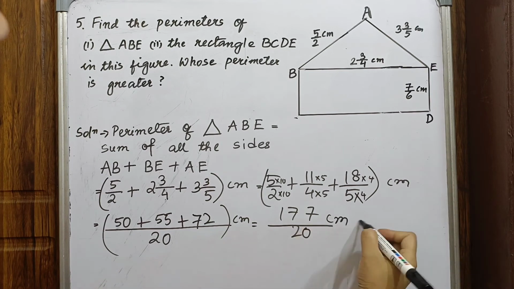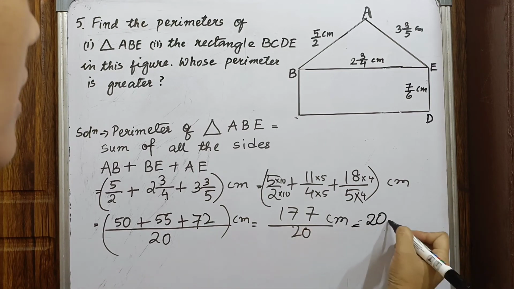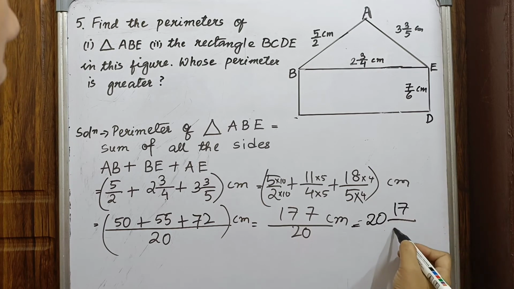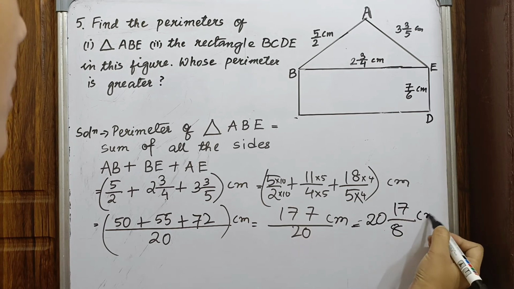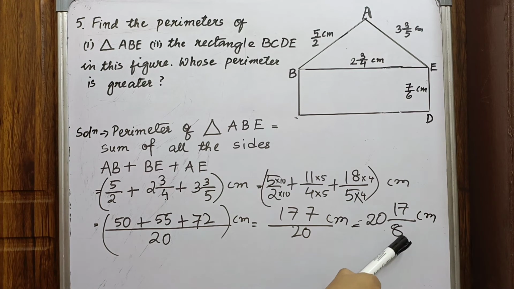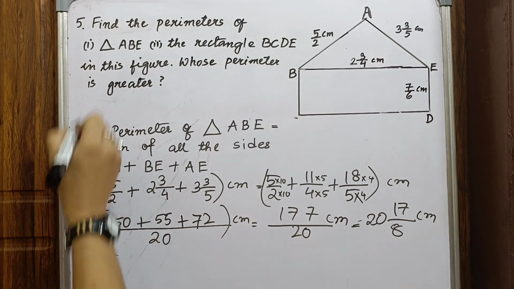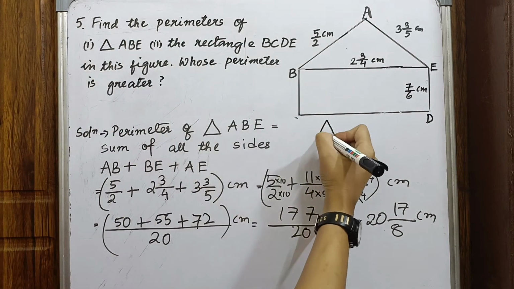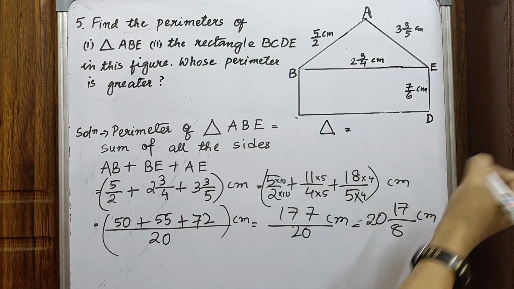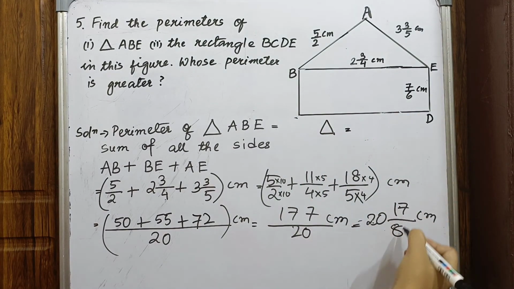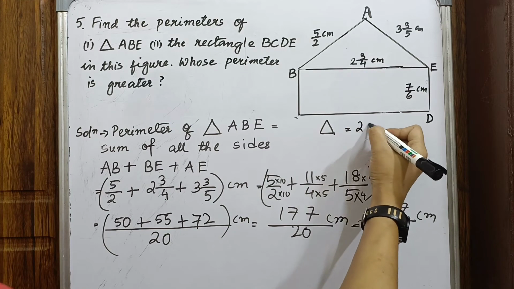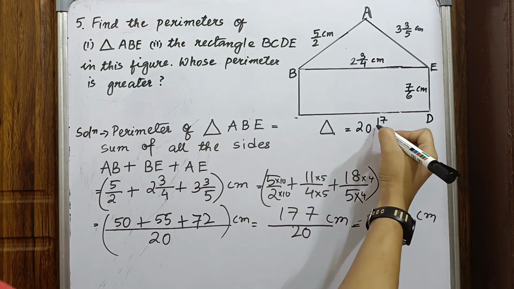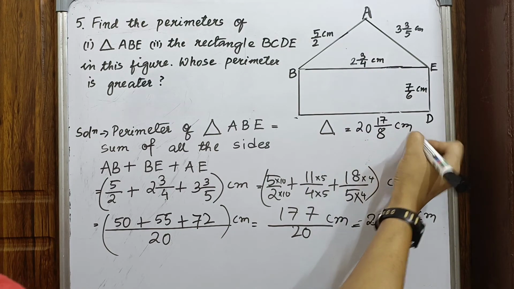So the answer is 8 17 by 20 centimeter, which you see, you will multiply these two and add the sum of these two, you'll get this answer. So we found the perimeter of triangle ABE as 8 17 by 20 centimeter.